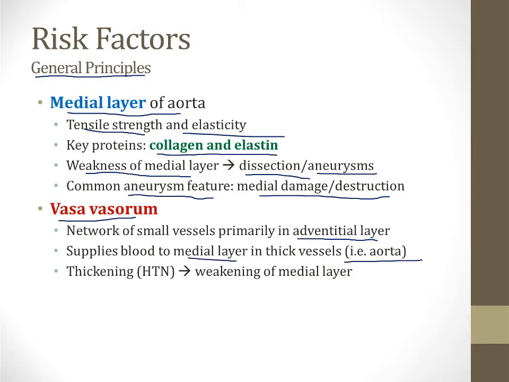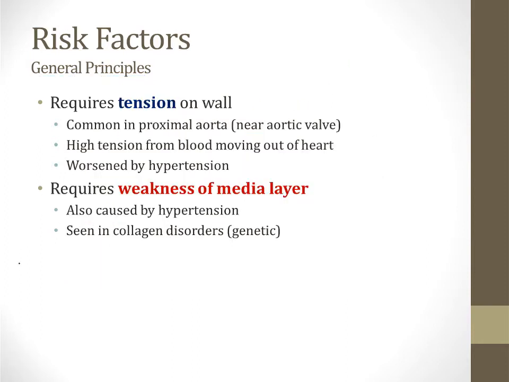So if a patient has thickening of the vasa vasorum, as you can get in hypertension, this can lead to decreased blood supply via the vasa vasorum, and that can lead to weakening of the medial layer, which, as we talked about before, is very important for maintaining the strength and elasticity of the aorta. So in order for an aortic dissection to occur, you need two things to be present.